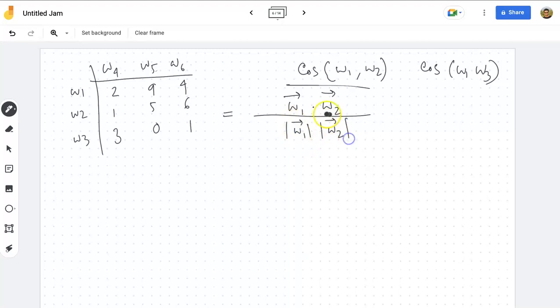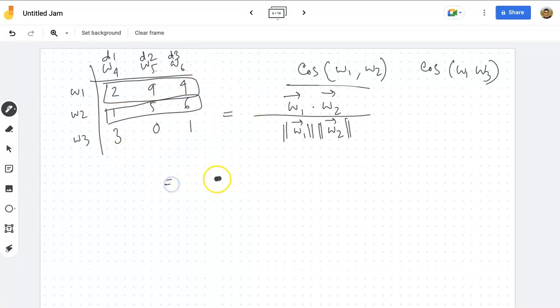So this is the formula. Basically, they put it in the double bracket. So what is the W1 vector? This is the W1 vector. You can think of this as dimension 1, this is dimension 2, this is dimension 3. So basically a 3-dimensional vector. Similarly, W2 is a 3-dimensional vector. So let's calculate the first one.